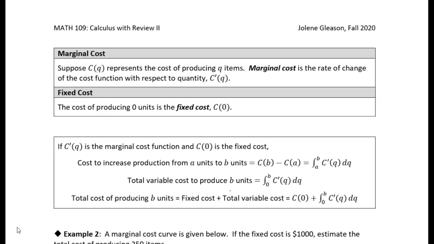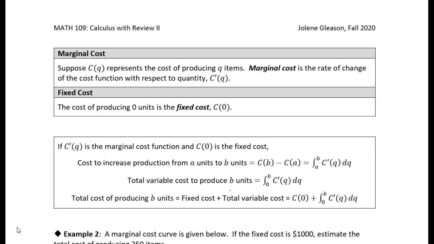Okay, then the marginal cost is the rate of change of the cost function with respect to quantity. So that's the derivative of the cost function is the marginal cost, and it just is telling us how much it costs to produce one more item, at a given production level.